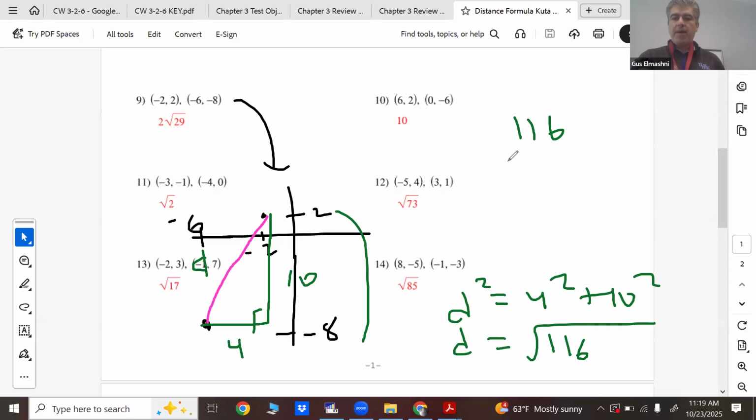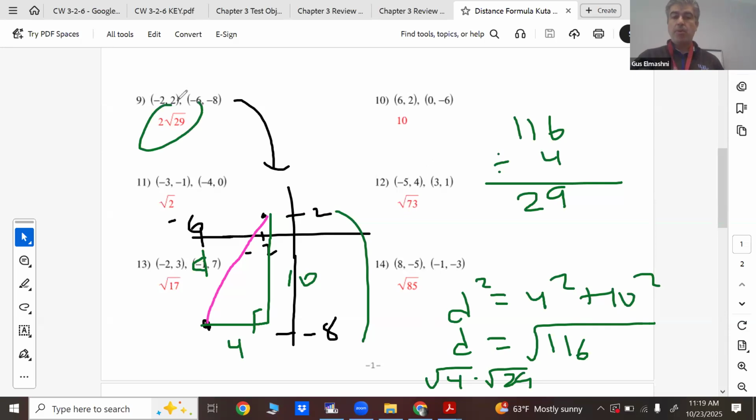If you just divide that by a bunch of numbers that are perfect squares, like 4 is a good one to divide by because 4 is a perfect square. You could try 9, you could try 16, whatever. But if you do that, you should get 29. So it means that root 116 is root 4 times root 29. You can break it off like that. And what's root 4? That's 2, to get 2 root 29.